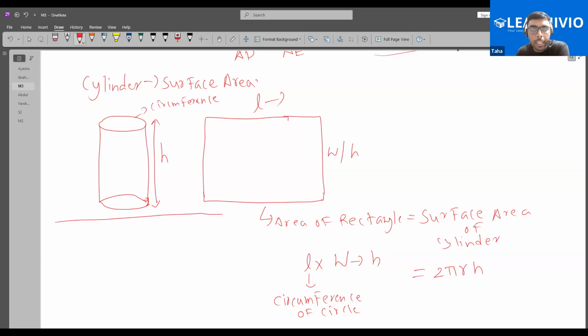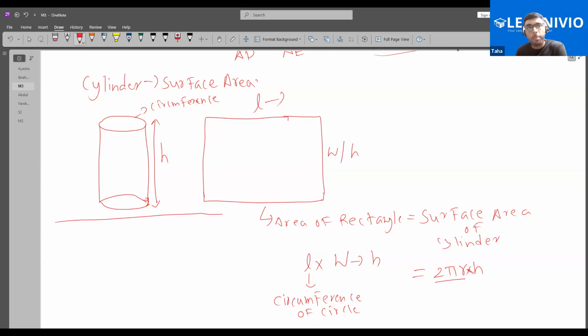So basically, if we can calculate the area of the rectangle, we would be able to calculate the surface area of the cylinder too, right? In short, the area of the rectangle is the surface area of the cylinder. The area of the rectangle is length into width. That's pretty simple, we all know that. But how will that translate into the surface area of the cylinder? The length will translate into the circumference of the circle and the width will translate into height. So it is going to be 2 pi r into h, which is the surface area of a cylinder.